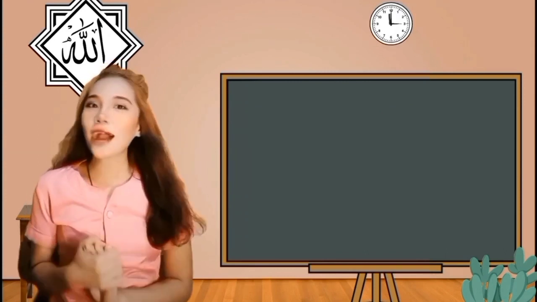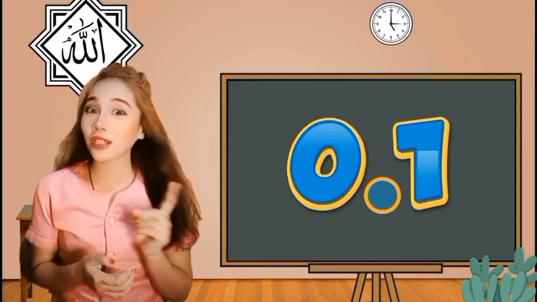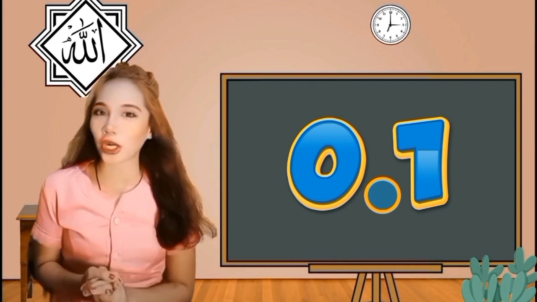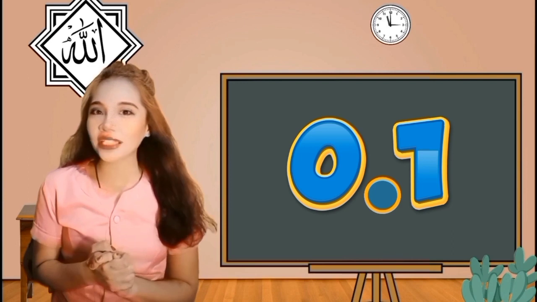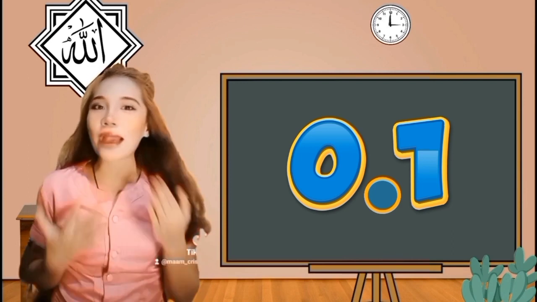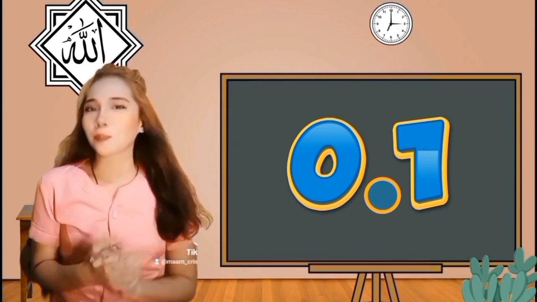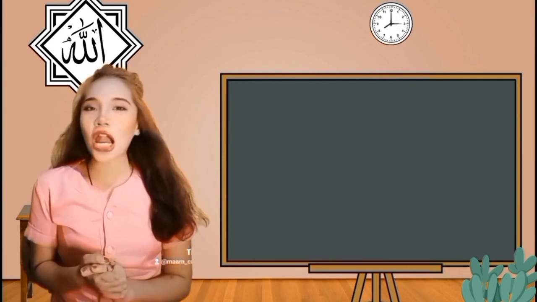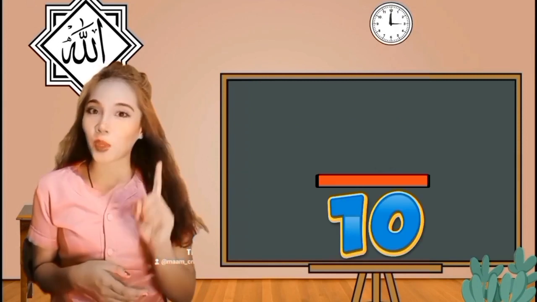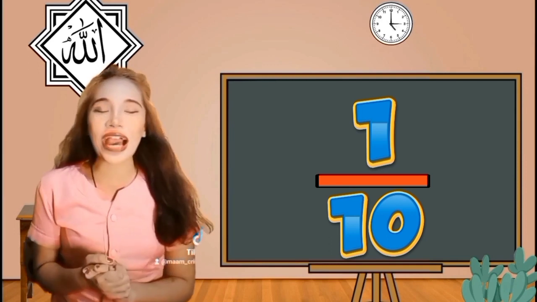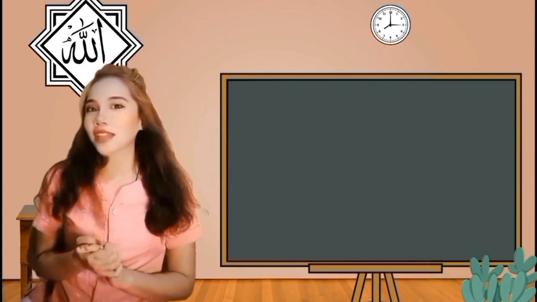For our example, we have 0.1. Let's convert it into fraction form. Since we have one digit after the dot, that means our denominator is ten, because the number one is placed in the tenths. So let's say we have 10 and copy the number one. So we have 1/10.